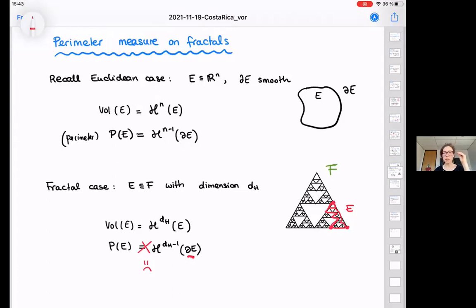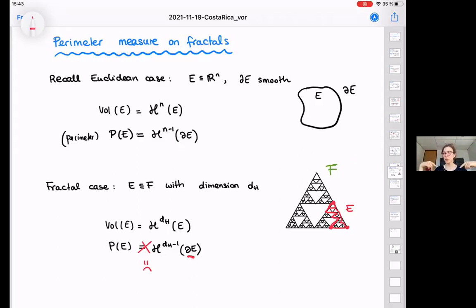And what happens is that if we do this, we are subtracting too much. So doing the Hausdorff dimension minus 1, so subtracting a full dimension in some sense, one full dimension is too much. So we would end up having that anything you take has perimeter 0, anything. So this kind of doesn't work. So we need something else.